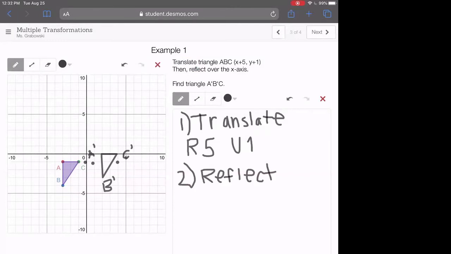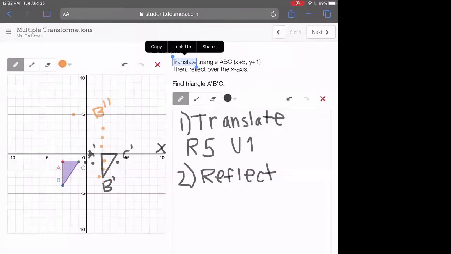Now the second thing I'm gonna do is, it says then reflect over the x-axis. So the second step will be reflect, and first I'm gonna identify the x-axis, which I know is this line right here. And so I'm gonna look, and it looks like A prime and C prime are on the x-axis, so they're 0 units away. So they're gonna stay there. And then I see that B prime is 1, 2, 3 units away from the x-axis. So on the other side, I'm gonna go 1, 2, 3 units. And that's gonna be B double prime, because that's our second image.